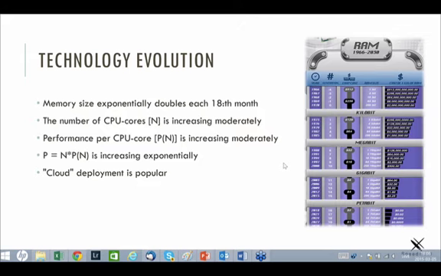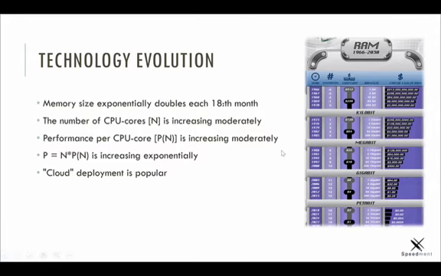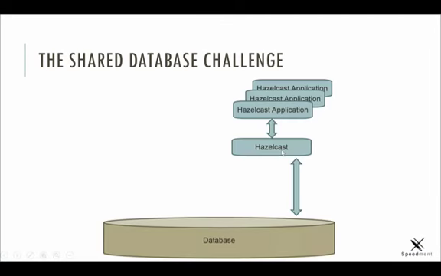The thing is, it's almost the same with the CPU. Even though the number of CPU cores is growing quite slowly, and the performance is also growing quite slowly, together it's also an exponential growth. So we want some kind of solution that scales with both memory and CPU performance. And certainly one of the trends right now is to be able to deploy things in the cloud. So these are technical things.